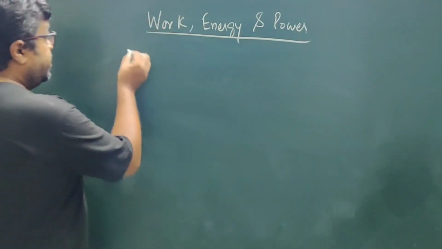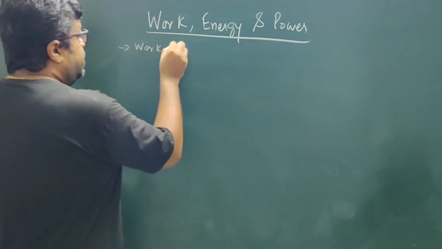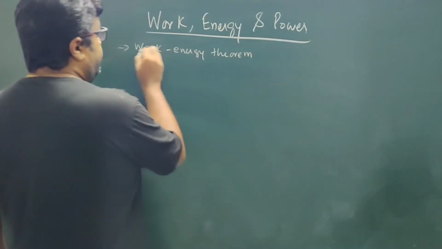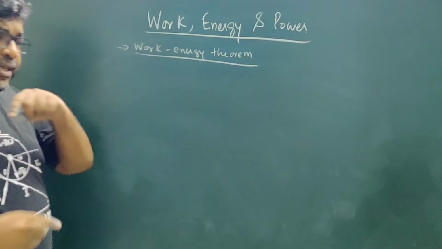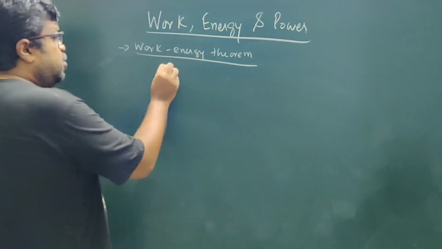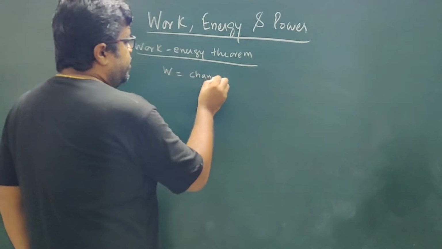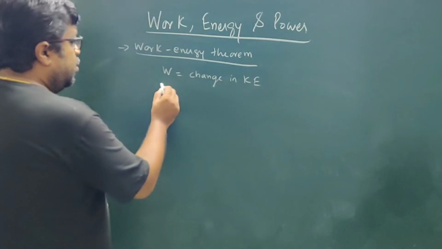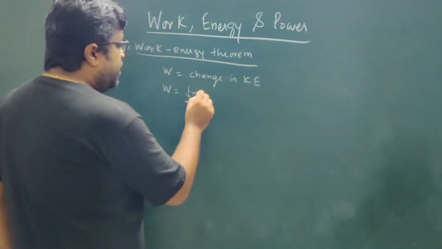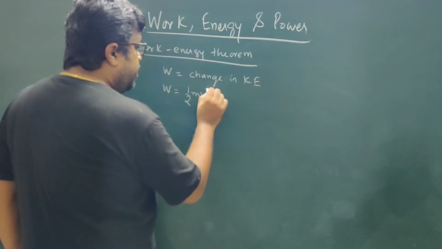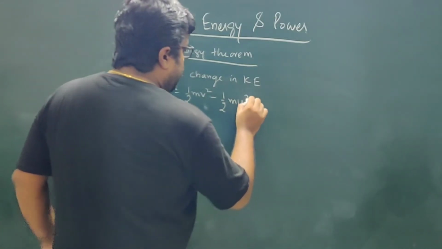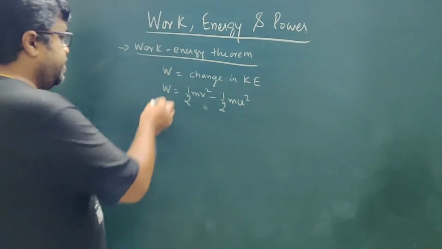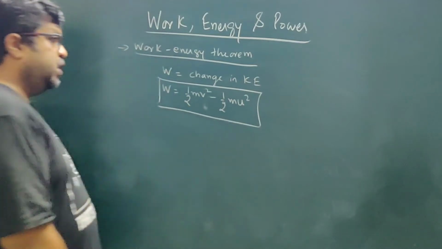Now next is the work energy theorem. Your NCERT textbook says that work done is equal to the change in kinetic energy. That is, work done is equal to half mv square minus half mu square, where u is the initial velocity and v is the final velocity. So this is final kinetic energy minus initial kinetic energy. Okay, so this is work done.